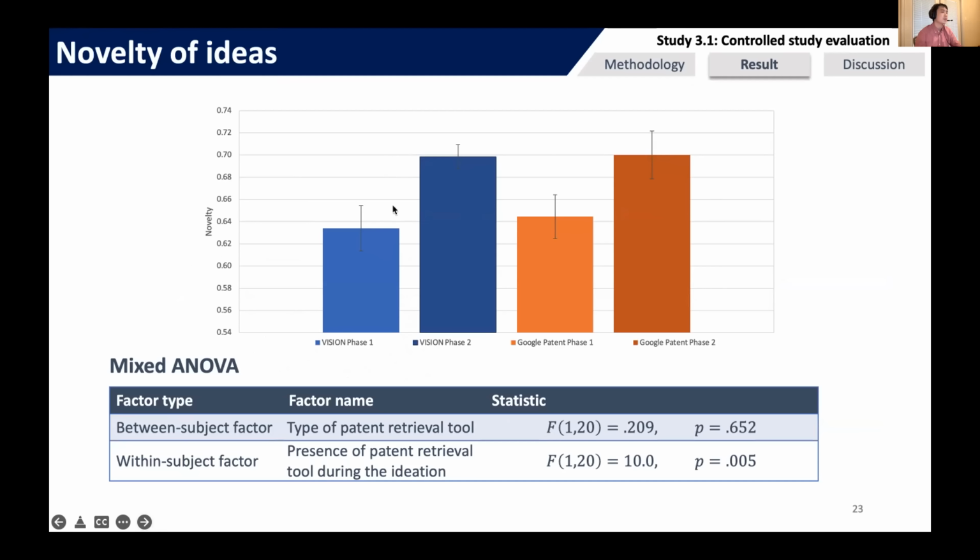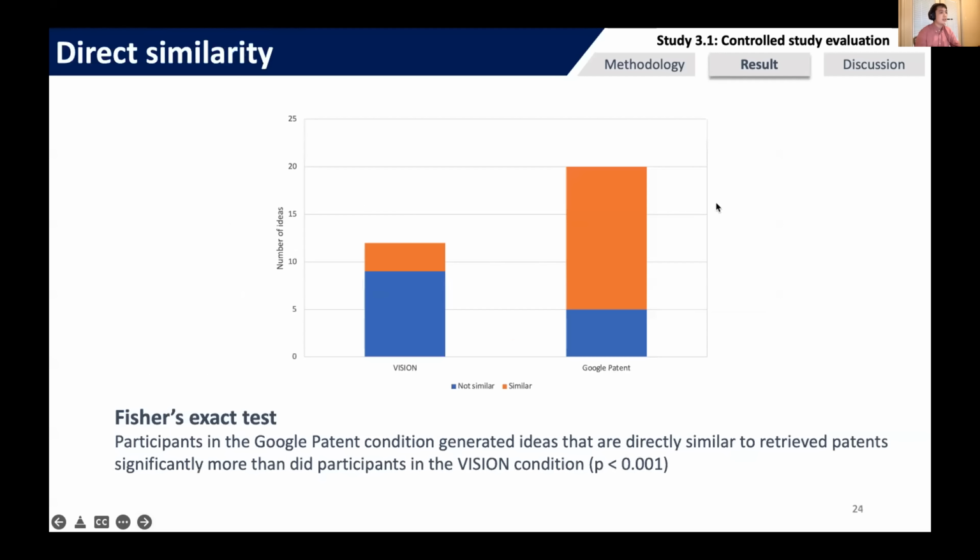But I found that the novelty of ideas increased significantly when they were provided either the Bayesian tool or the Google patent. In addition to the design metrics, we also measured the level of similarity between the generated ideas and retrieved patterns. In other words, we measured the degree to which participants directly copy an example design when generating ideas.